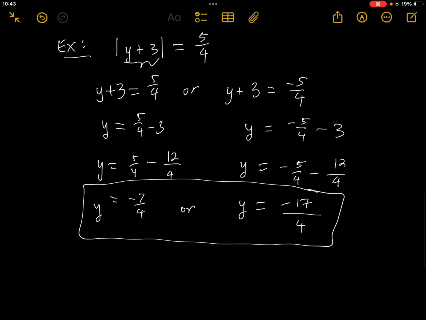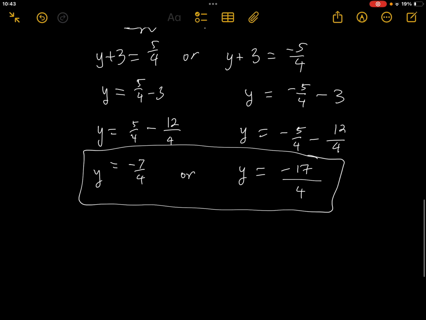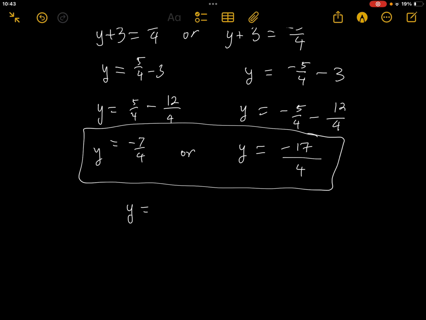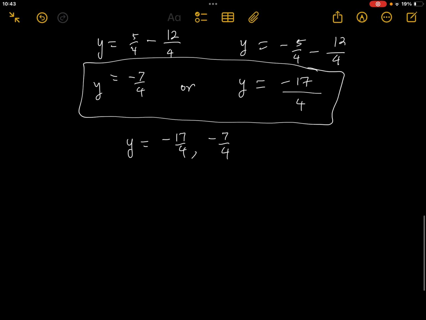And if you plug them back in, you'll see that they both are correct, that they both satisfy the equation. Okay. So one way to write it would be negative 17 fourths, comma, negative 7 fourths, just to say all the possible values of y.